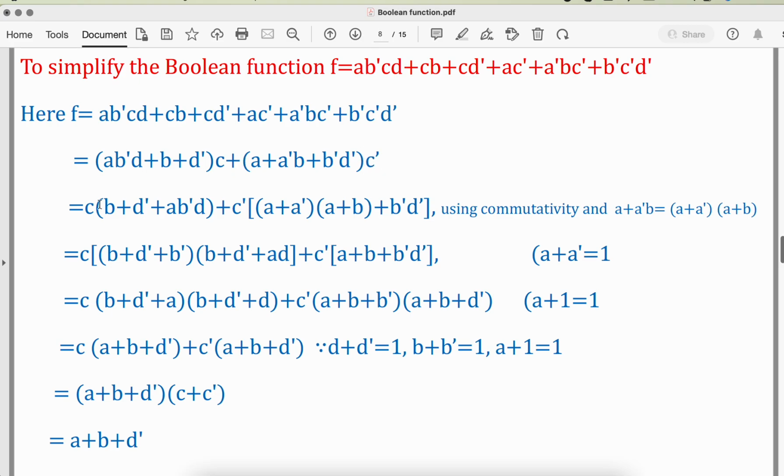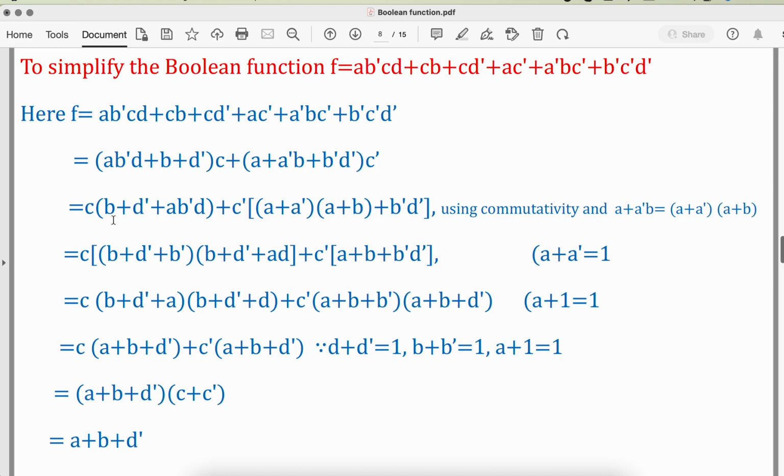By commutativity, we can write c into, I have written c here because ab is equal to ba. Also a plus b is equal to b plus a. So we can write b + d' + ab'd. Here also c' into, for this I have used that a + a'b is equal to (a + a')(a + b). So I have written (a + a')(a + b), and this is b'd'. Also I have used commutativity, and I have written c' here.